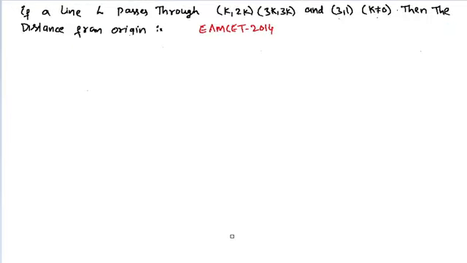Line L passes through k comma 2k, 3k comma 3k and 3 comma 1, and k is not equal to 0. Then the equation of the line's distance from origin is dash. Here the given points are A (k, 2k), the second point B (3k, 3k), and the third point C (3, 1). This line L passes through the 3 given points. That means A, B, C are collinear points.